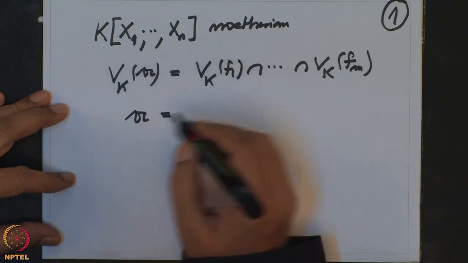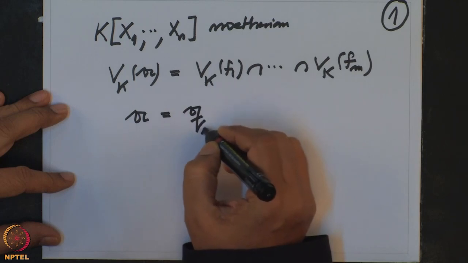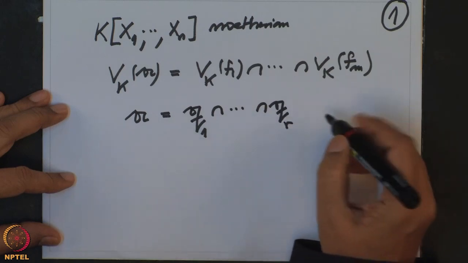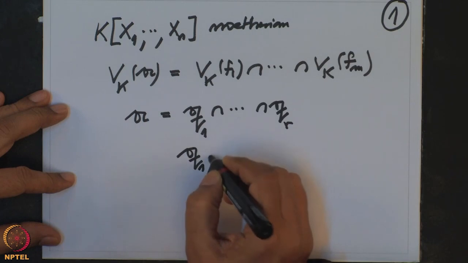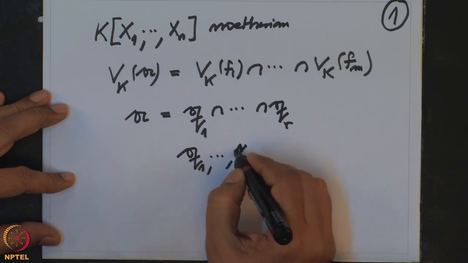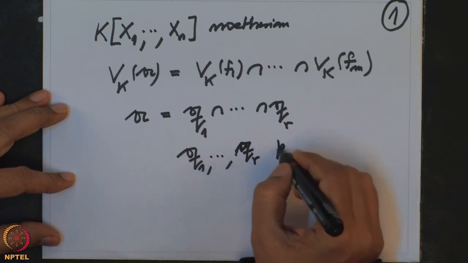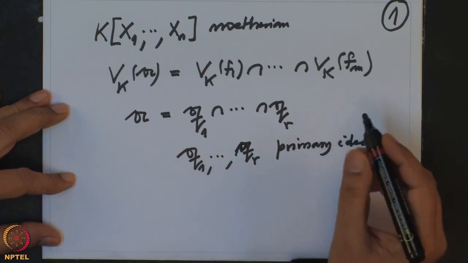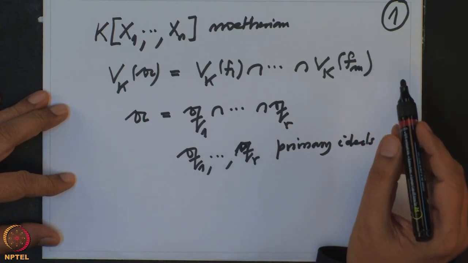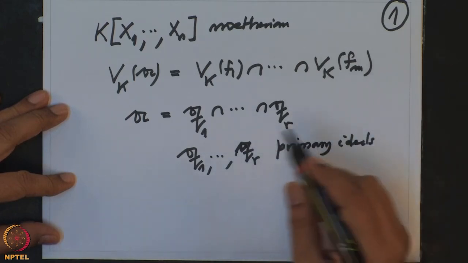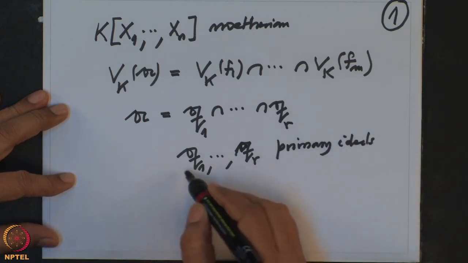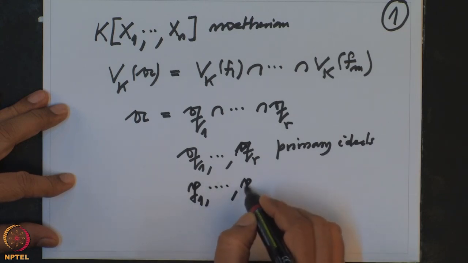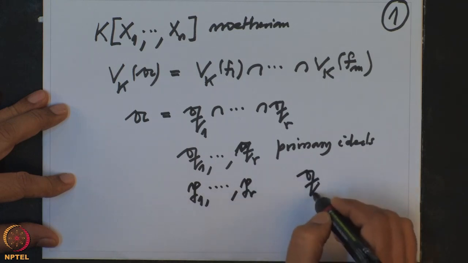has a primary decomposition. That means this ideal A is written as the intersection of finitely many primary ideals Q1 to QR, these are primary ideals. We have proved primary decomposition for ideals in a noetherian ring, and their radicals, corresponding to the P1 to PR, are their radicals. Then one calls this Qi to be Pi primary.